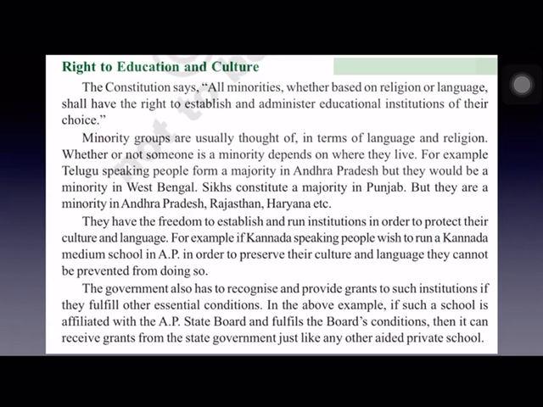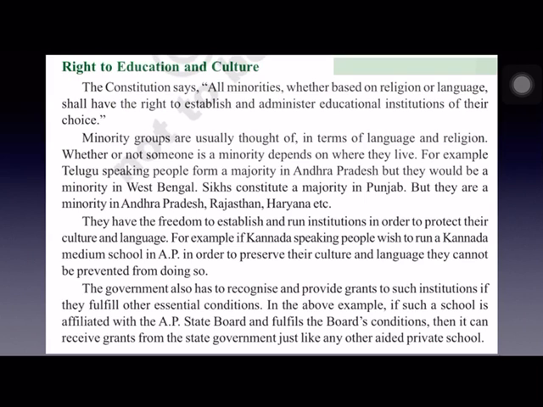Now, right to education and culture. Right to education and culture is mainly meant for the minorities. All the minorities, whether based on religion or language, if they are less in number in population, they have the right to protect their language and culture. That right is given to the minorities. According to Article 29 of the Constitution, the minorities are given the right to protect their language and culture.